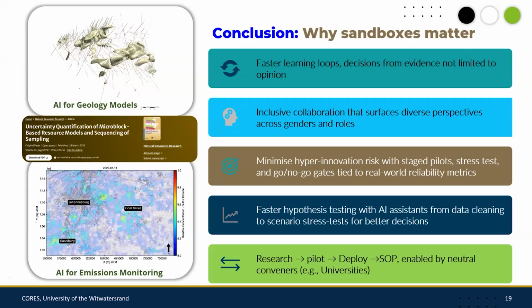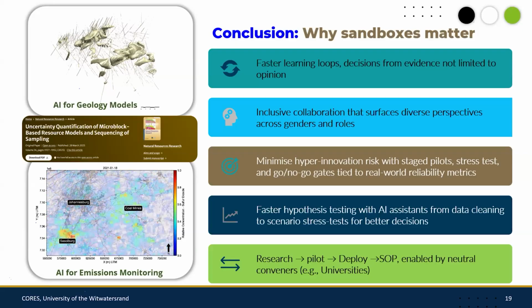So in short, the advantage of having sandboxes is that, one, you have faster learning loops because all this knowledge is compiled by a number of people. You put it in a system that allows you to test it a number of times in a research format, but you actually move to deployment or piloting having gathered more evidence, using artificial intelligence as a group of experts. The second one is that it permits inclusive collaboration that surfaces diverse perspectives, meaning that roles that were typically reserved for a particular gender can now be passed across and people can collaborate well at different levels and so forth.